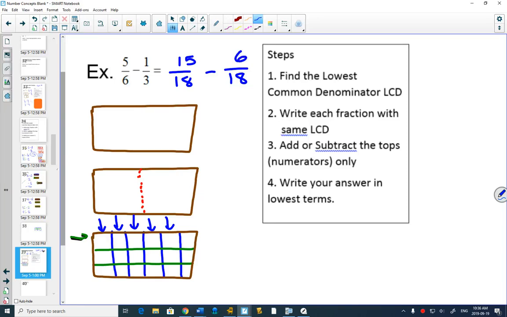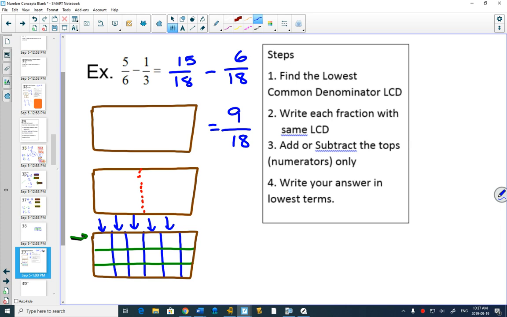So if my chocolate bar was put together that way in 18 pieces, 5/6 would be 15 out of those 18 pieces. And then I subtract, or I eat 6 of those pieces. What am I left with? 15 minus 6, 9 out of 18.